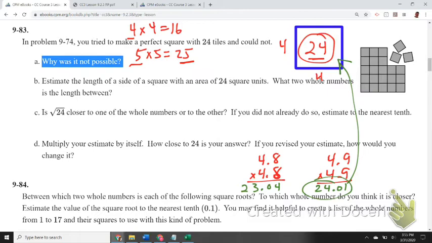In other words, the side length of each rectangle is going to be 4.9, because 4.9 times 4.9 is pretty close to 24. It's 24.01.